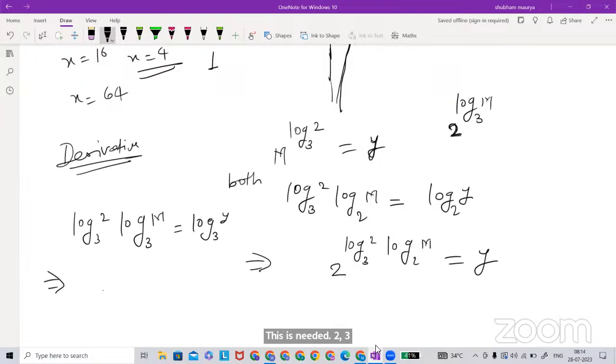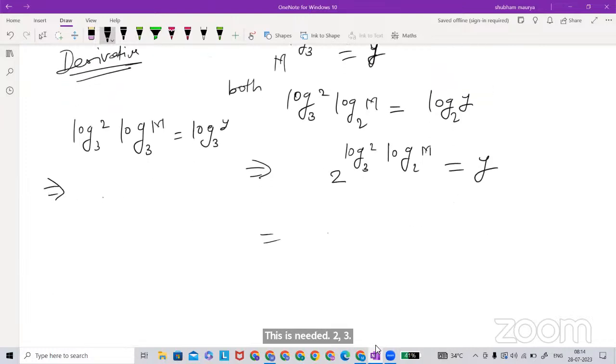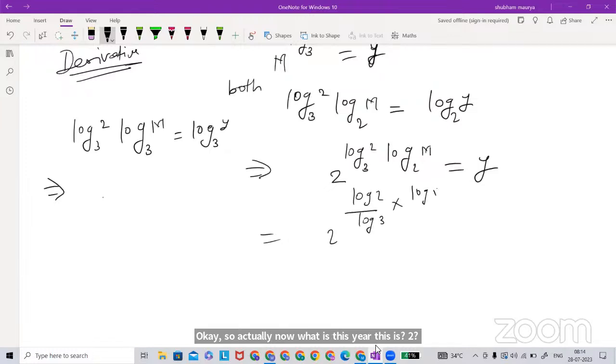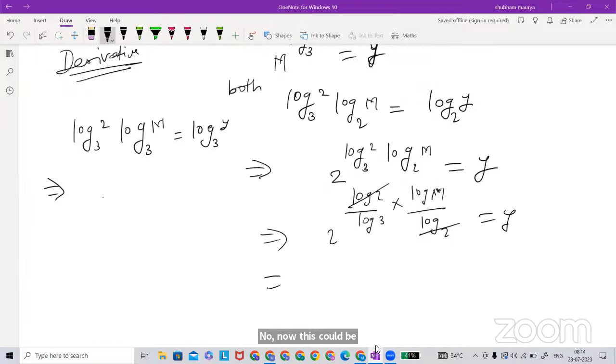Okay. So actually now what is this here? This is 2 log 2 upon log 3. This is log m upon log 2. Now this could be cancelled out. This is y here. This is very straightforward, not very complex. That's why the formula is not written this time. Now I actually reached there. This is log m upon log 3, which is y.